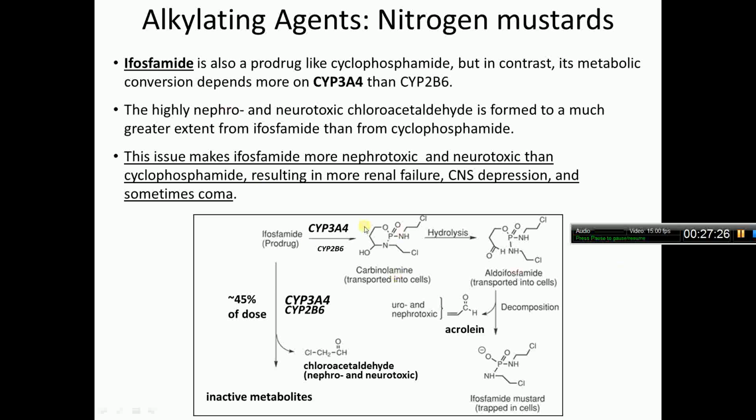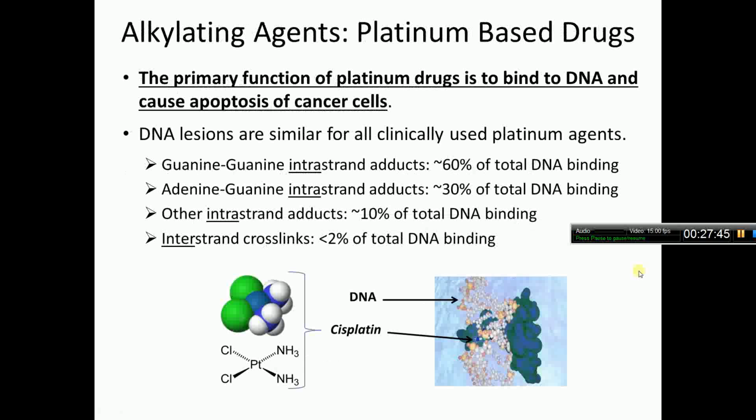Okay, so in my opinion, it's very important for you to understand how the metabolic pathway is different between cyclophosphamide and ifosfamide. Primarily the enzymes that I have emphasized here: 3A4 on top and 3A4 and 2B6 on the bottom. Okay, but acrolein is also formed from ifosfamide. We could also use Mesna to block or neutralize that.